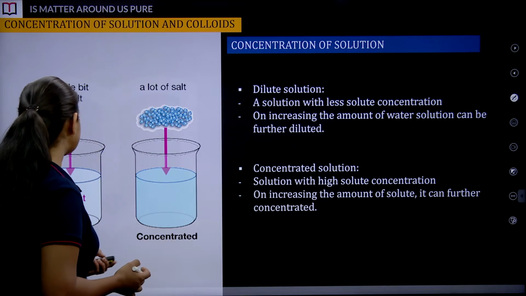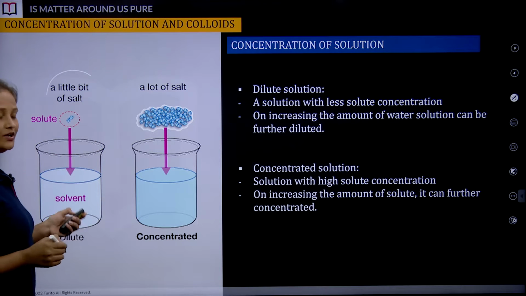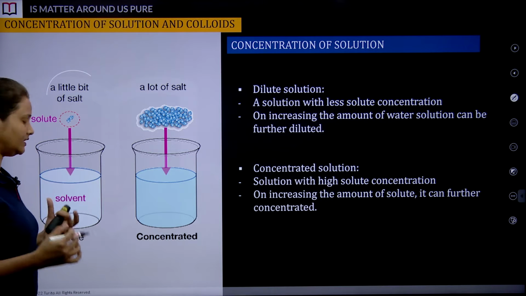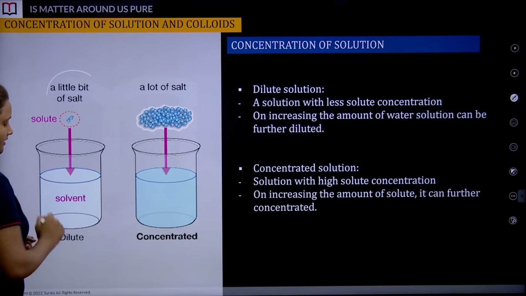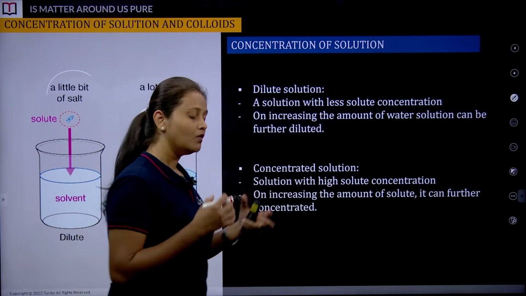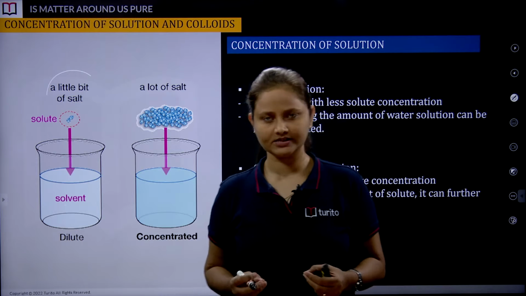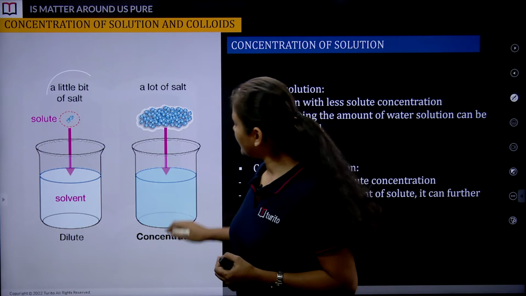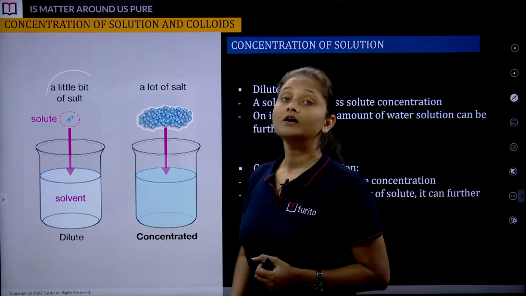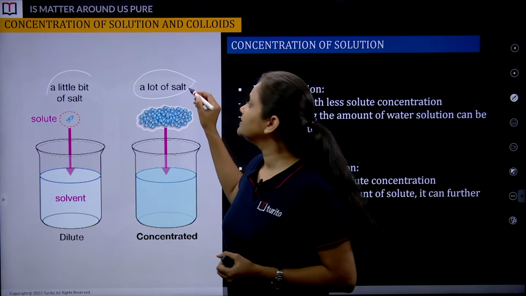If I am adding a little bit of salt in water, a little bit of salt, but the solvent, let's suppose water here, is in extra quantity, this is a dilute solution, because the amount of solute we have added in the solvent is quite less. Now moving ahead, let's try to understand the concentrated solution. Here the amount of salt is huge.